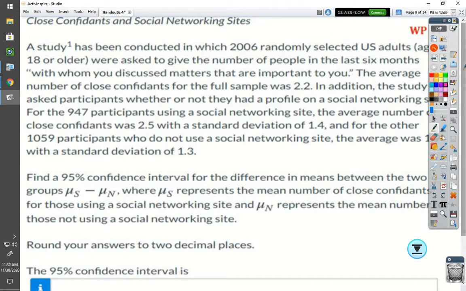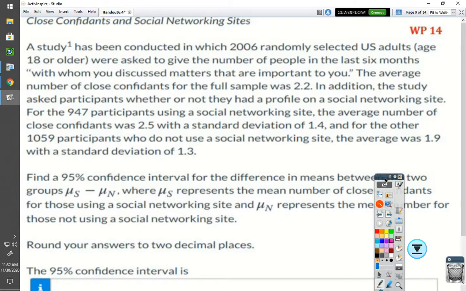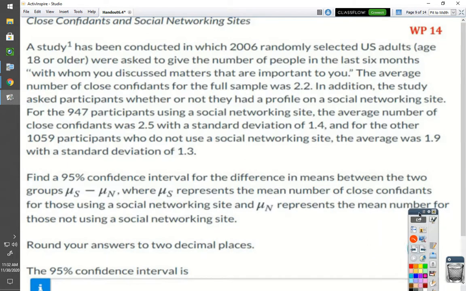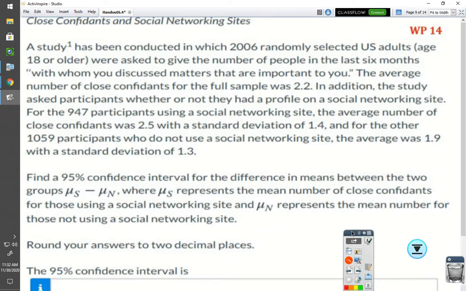Very large question. A study has been conducted in 2006 where randomly selected U.S. adults age 18 and older were asked to give the number of people in the last 6 months with whom they discussed matters that are important to them. The average number of close confidants for the full sample was 2.2. So that's a number that was discussed in the average. In addition, the study asked participants whether or not they had a profile on a social networking site. For 947 participants using a social networking site, the average number of close confidants was 2.5. That's my first statistic drawn from 947 people with a standard deviation of 1.4.